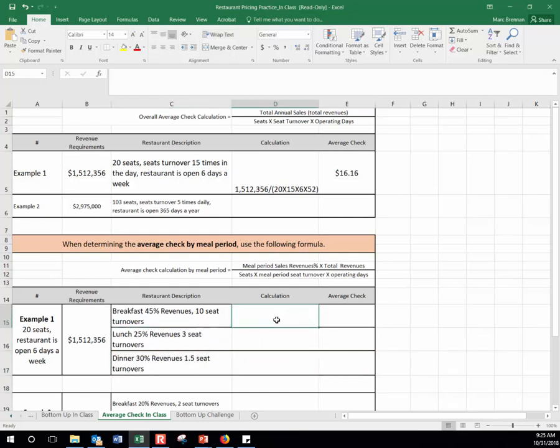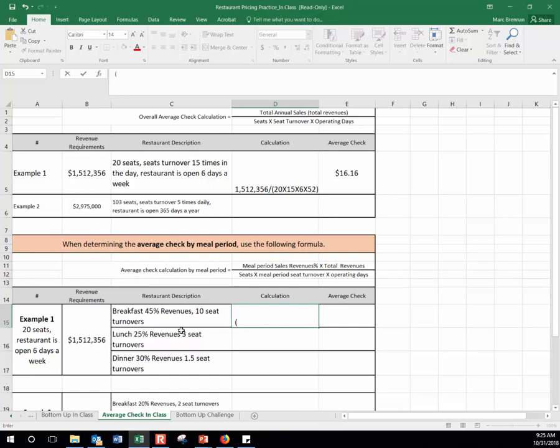So let's go through an example. In this case, we can open up our brackets, because we want to use our meal period sales revenue percentage. In this example, we still need the revenue requirement of $1.5 million in order to get to our goal. And that's where this would have come from, right? Whoever put this together would have started from the bottom up and figured out their revenue requirement. Now that they know this, we can start to use it to find out even more information.